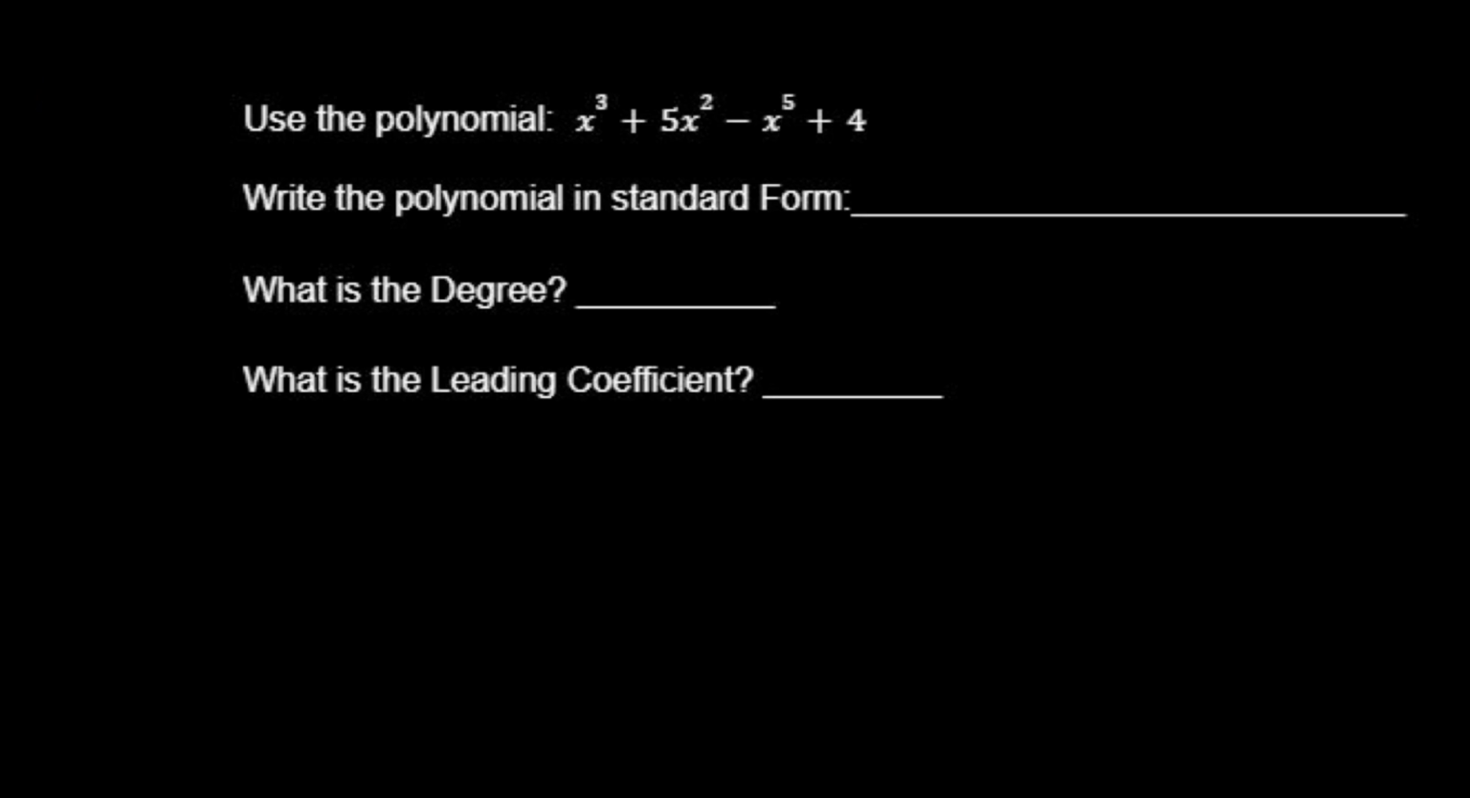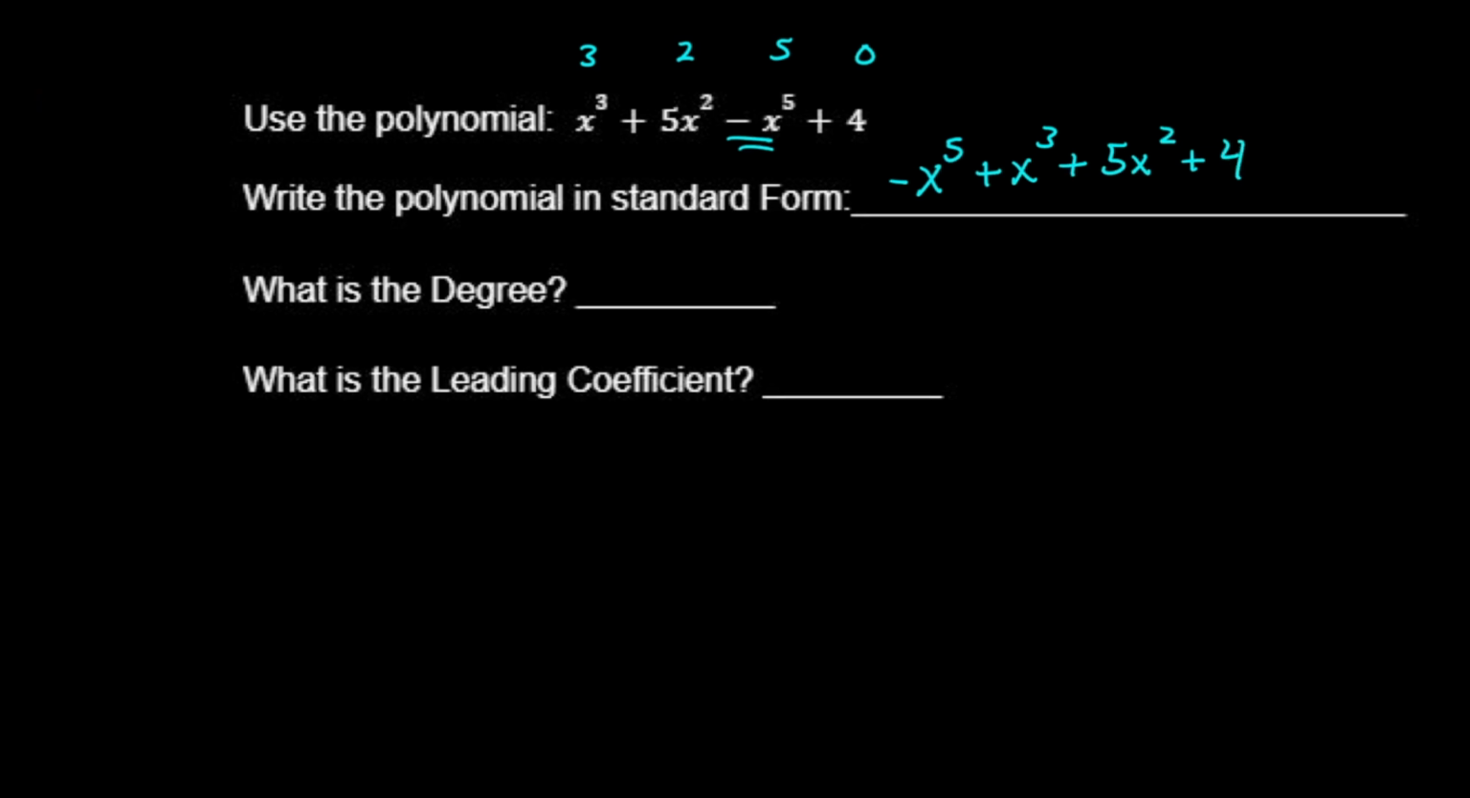So as far as exponents go, the first one has an exponent of 3, the second term has an exponent of 2, we have 5, and then we have 0 because we don't have an x with that one. So 5 is the highest exponent, so we'll move that first. So negative x to the fifth. Then next would be x to the third, so plus x to the third, making sure we keep the signs correct as we rearrange. Plus 5x squared, and then plus 4.